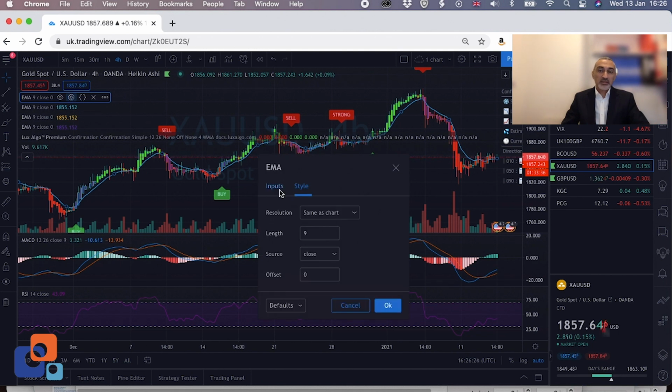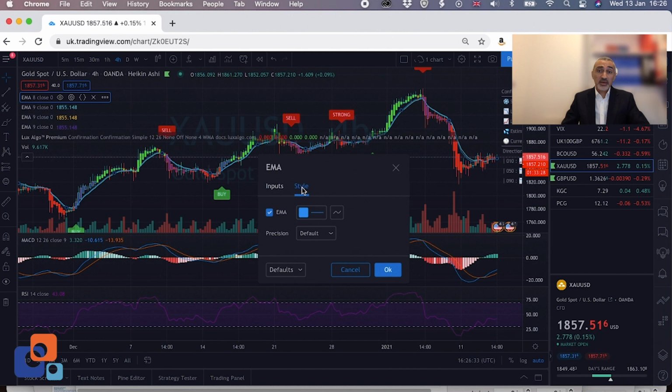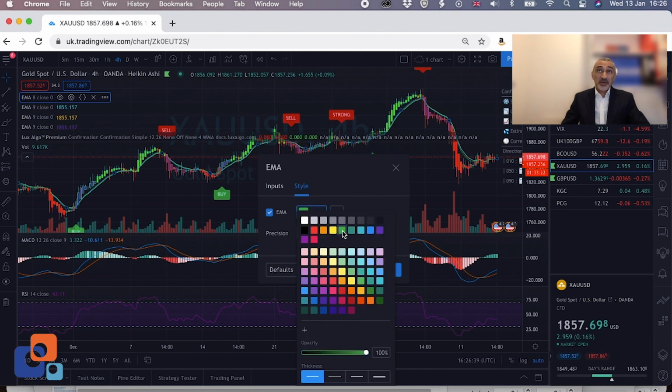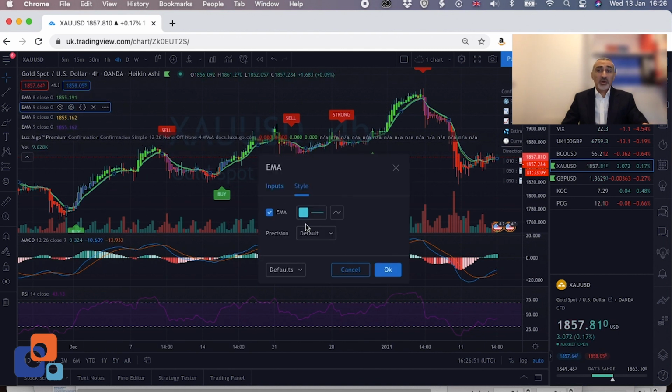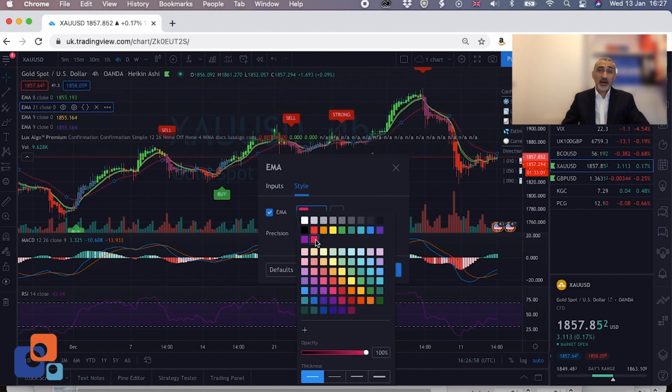I'll open this and start adjusting my indicators here. I'll start with the EMAs. The first one, I want the 8 EMA. I also want it to be green, because the colors matter here, because we want to immediately tell, and I want it a bit thicker to be easier to see.